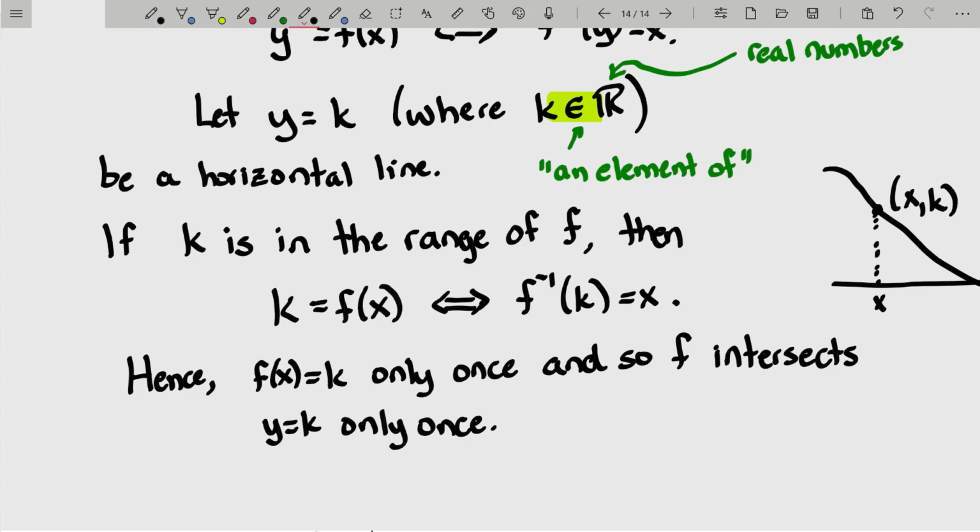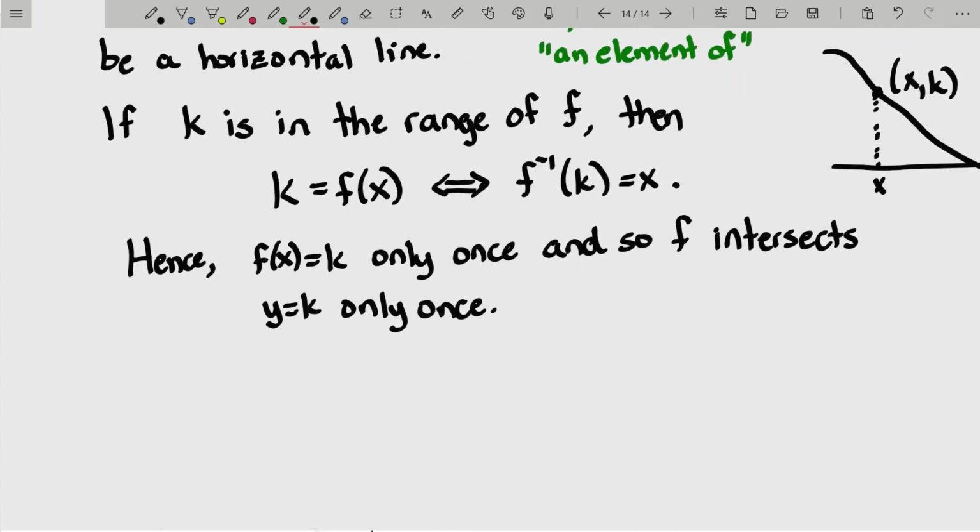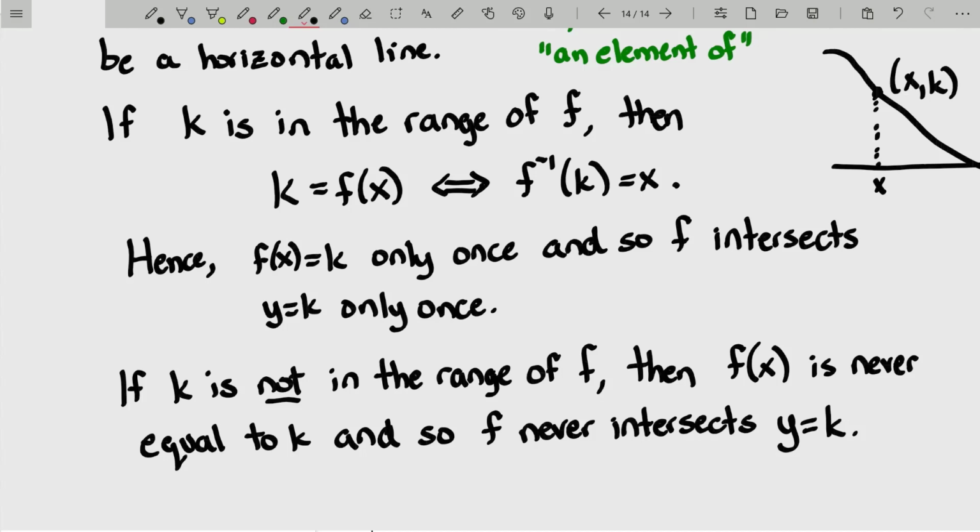Now, what if k is not in the range of f? Well, that's an easy one. If k is not in the range of f, then f of x is never equal to k, right? Because k is not in the range of f. There's no x value that leads to k. And so f never will intersect y equals k, the horizontal line. So in either case, your horizontal line intersects the curve either 0 times, in that last case, or only once. So it intersects at most one time.